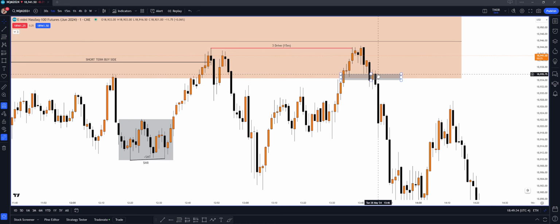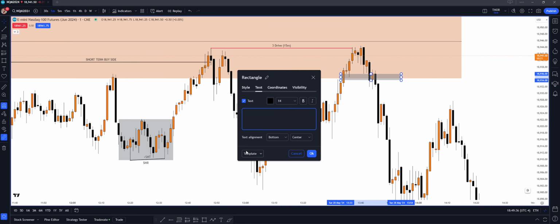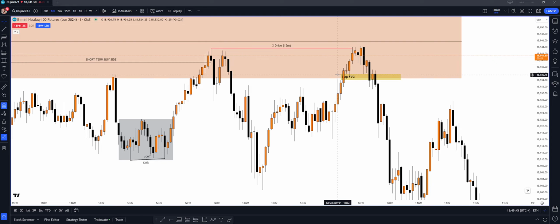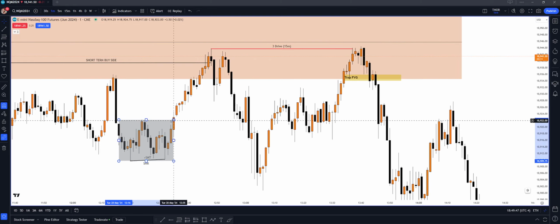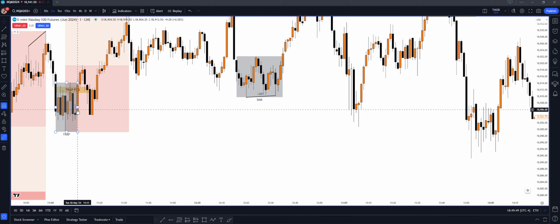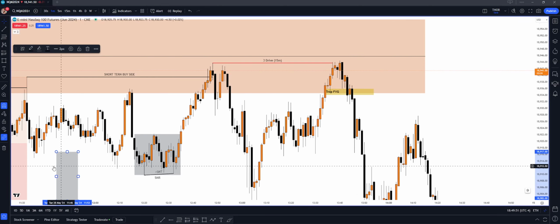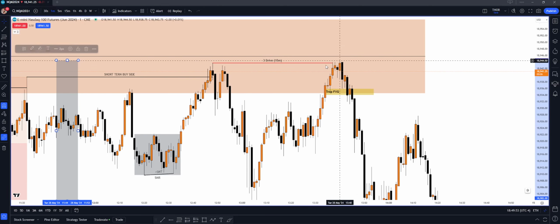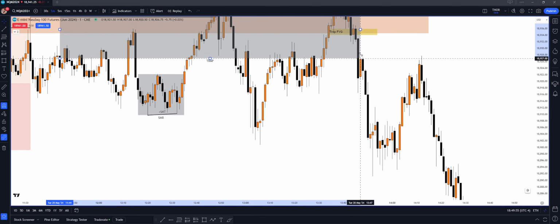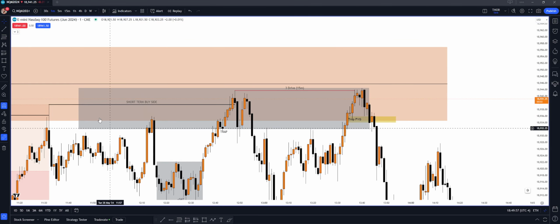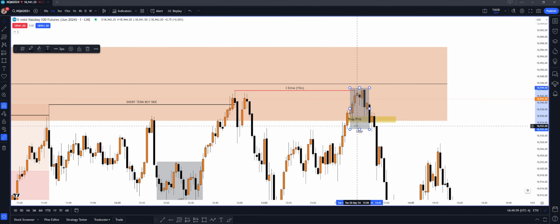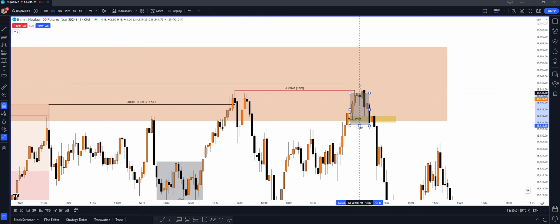That's the confirmation of the trap. So I'm going to do, this is the golden zone or trap fair value gap. And then the high here became the trap. Clean highs though, very suspicious.